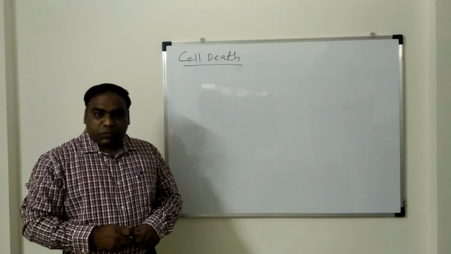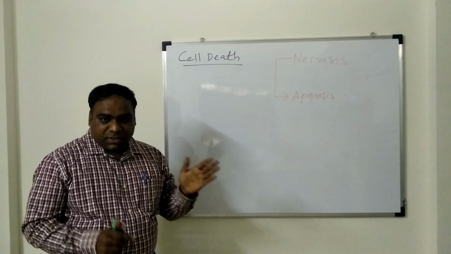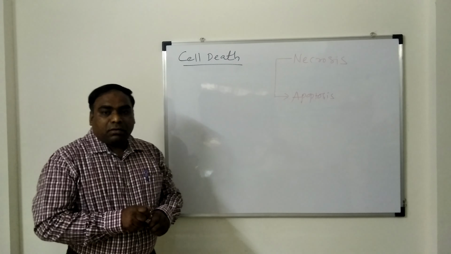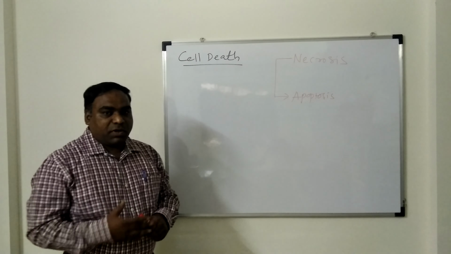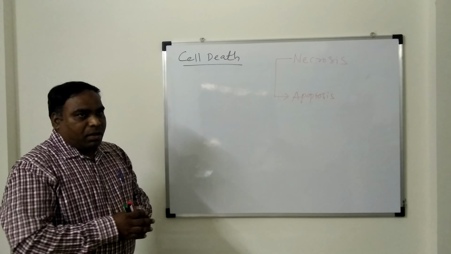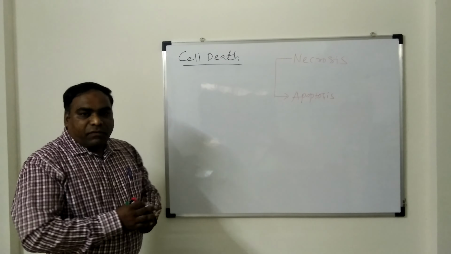This cell death is due to some physiological changes in the body, or sometimes it is pathological. During this process, the cell undergoes some morphological changes in sequence, and finally death occurs. With these two pathways, this cell death is carried out.